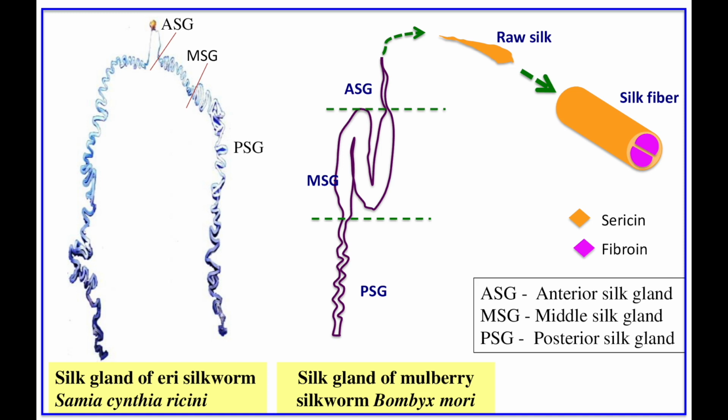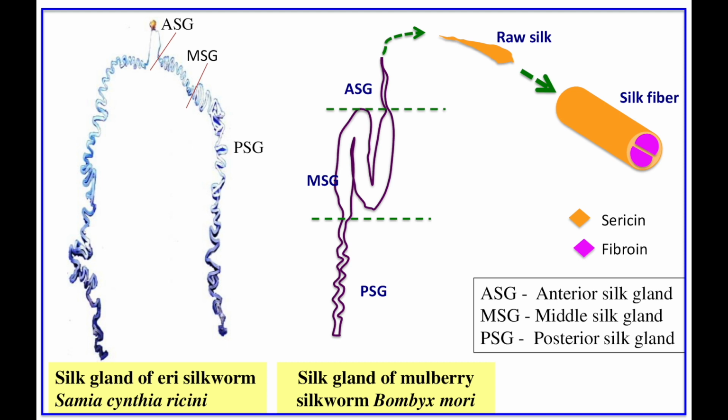The silk gland tubes of Samia cynthia ricini taper from the posterior portion towards the anterior, without distinct boundary of anterior, middle, and posterior silk gland. However, in the mulberry silkworm Bombyx mori, the middle silk gland is larger in diameter compared to the anterior and posterior silk glands. Histological structure of the silk gland of Samia cynthia ricini.